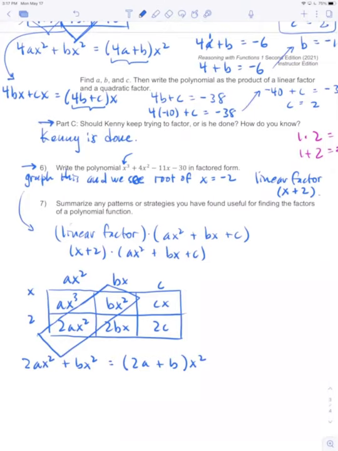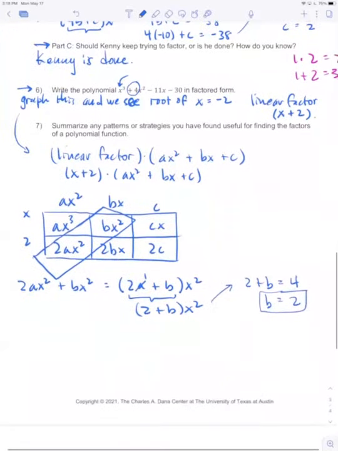So we know that a is equal to 1. So this here is just telling us that 2 plus b, x squared. So 2 plus b is the coefficient for the quadratic term, which is just a positive 4. So we're going to get 2 plus b is equal to 4. So that tells us that b is equal to 2.